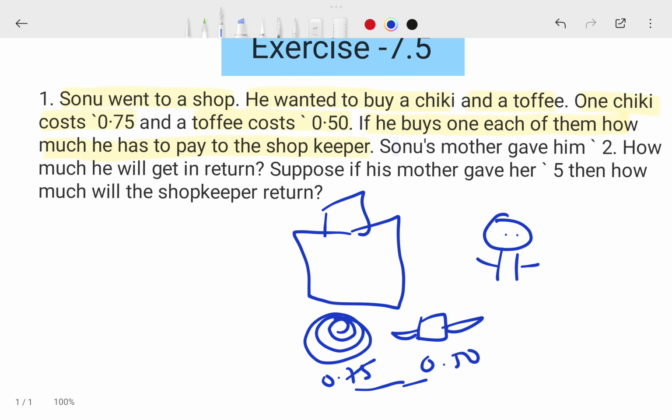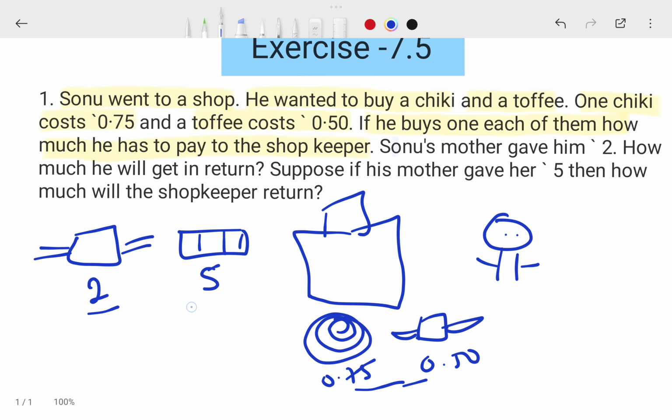Let's take another example. Suppose you went to a shop and bought a chocolate and one biscuit packet. The chocolate price is 2 rupees, and the biscuit packet is 5 rupees. So how much will you pay to the shopkeeper? You will add: the chocolate is 2 rupees, the biscuit is 5 rupees. It means 2 plus 5, which is 7 rupees. So you are going to pay 7 rupees to the shopkeeper.